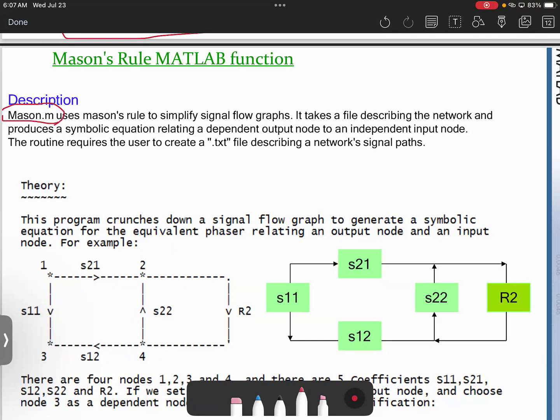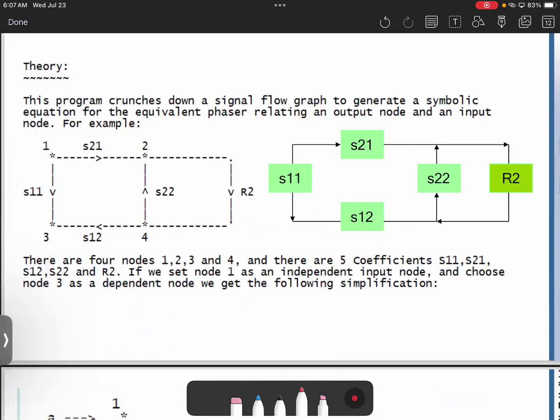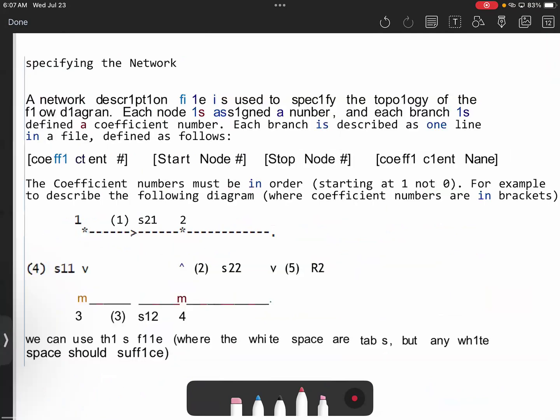So what we have is somebody who wrote a program on Mason rule, and I already uploaded it to you. So you can use that M file in solving this. It's not built in inside MATLAB. It is an attached file that has been pre-programmed by somebody who put it on the internet. But MATLAB didn't include it in their library. Then, how to do it? Here is an example of how to use the program.